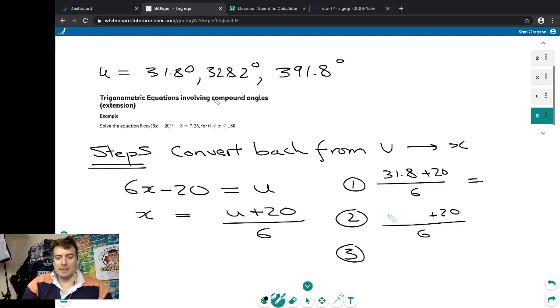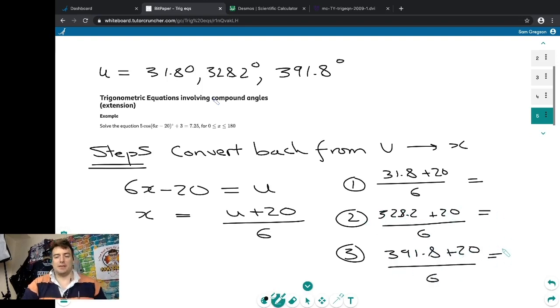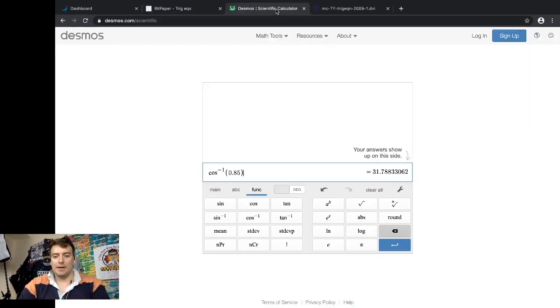So (328.2 + 20) divided by 6, and (391.8 + 20) divided by 6. Let's bang those into a calculator and see what we get.